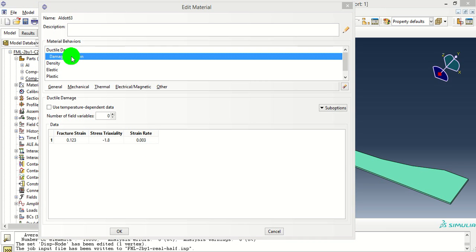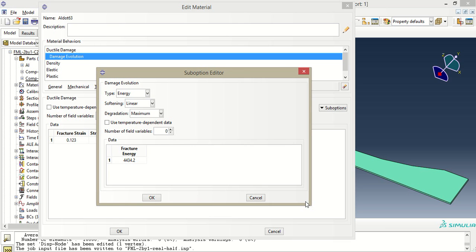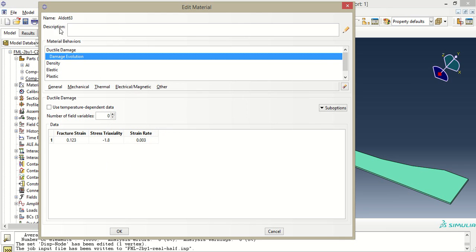And this is the damage evolution. This shows when the damage takes place, and this is determined with respect to the fracture energy at which the unit area of crack propagates. This fracture energy is usually the area under the load displacement curve. So this is also used. So this is how the aluminum is defined.